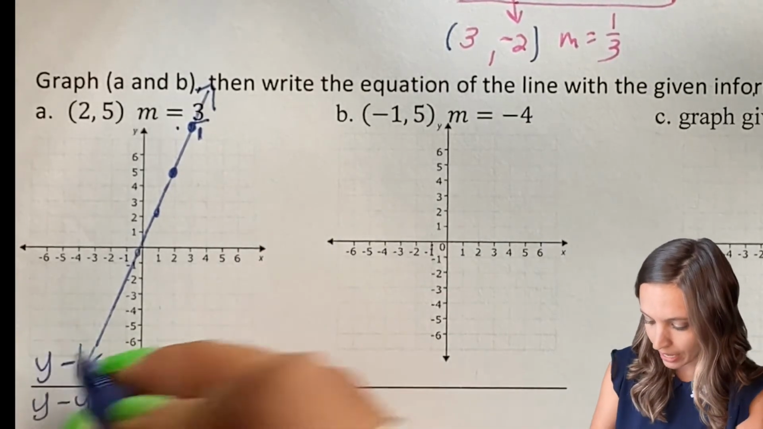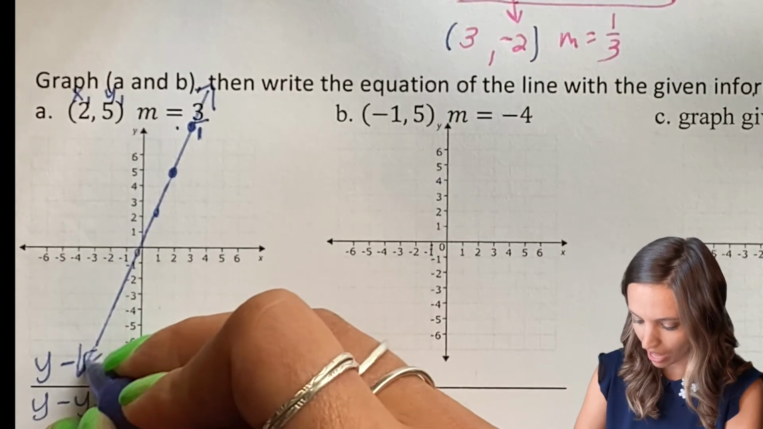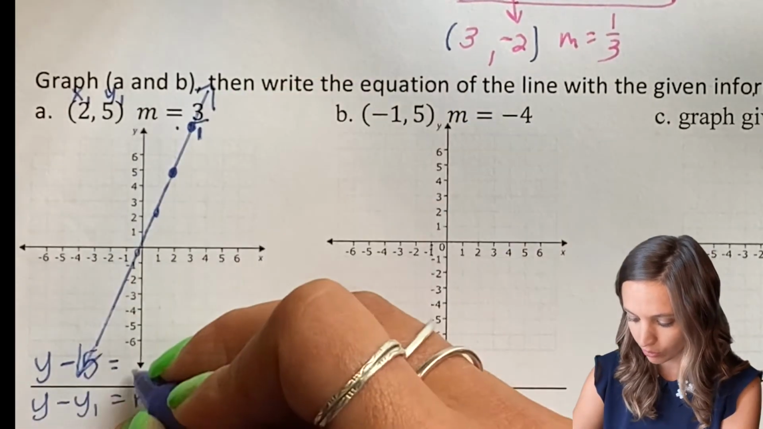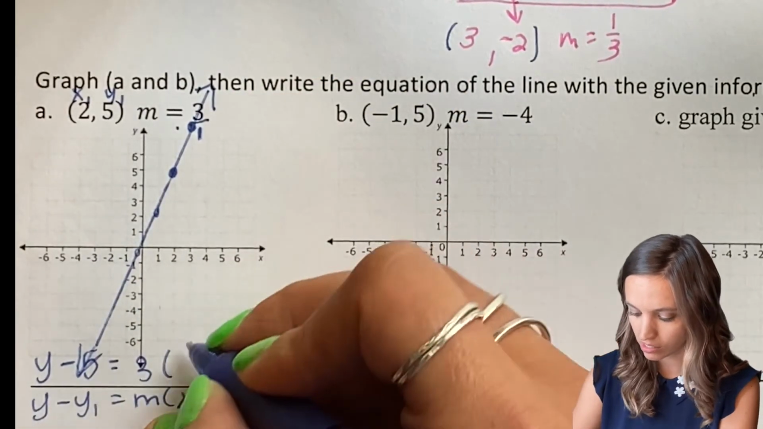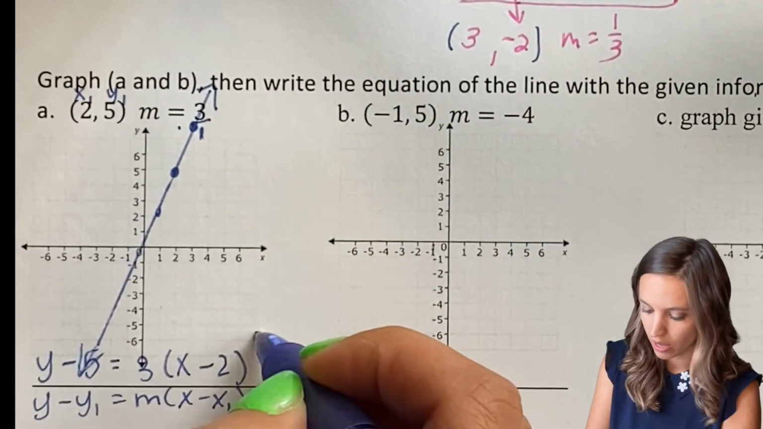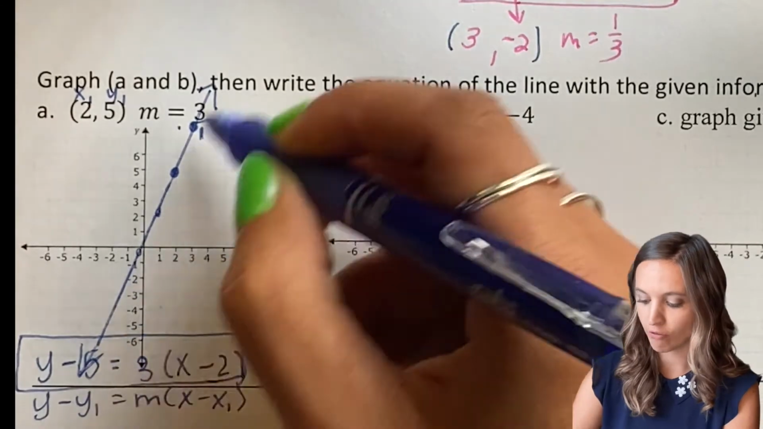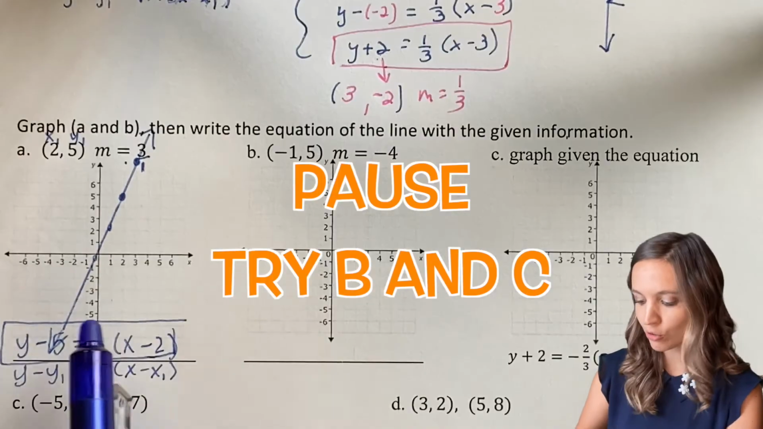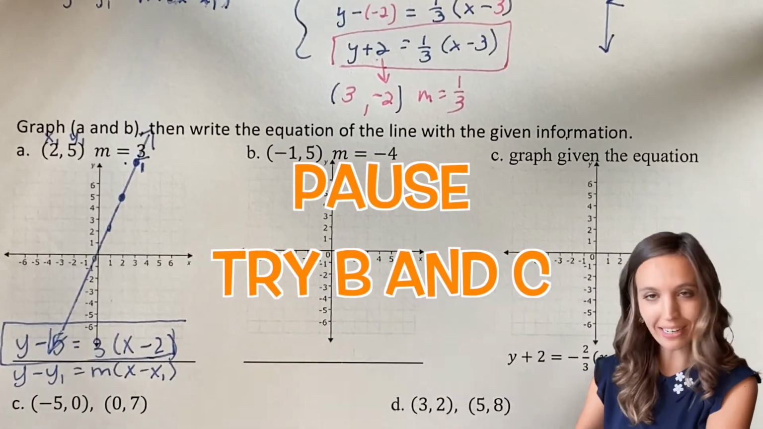Okay, so y minus, y sub 1 is 5, equals, my slope is 3, times x minus, x sub 1 is 2. So I have my equation of a line and I have my graph. So why don't you take a moment and try the next two. When you get to C, be careful.